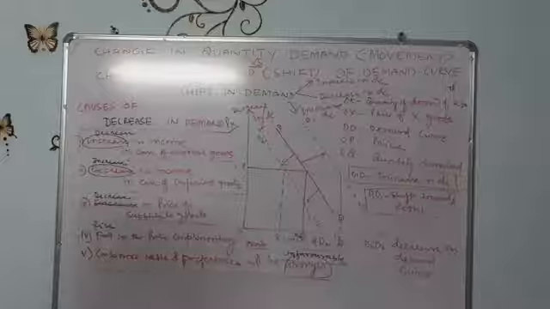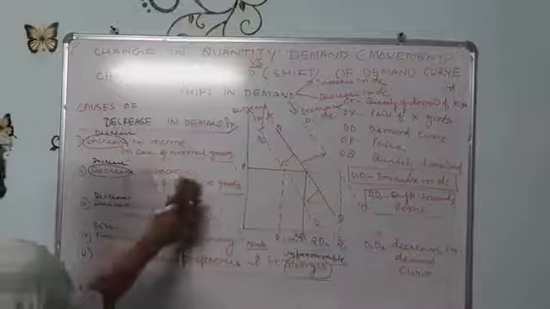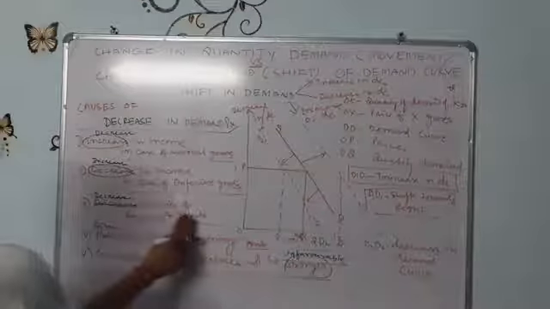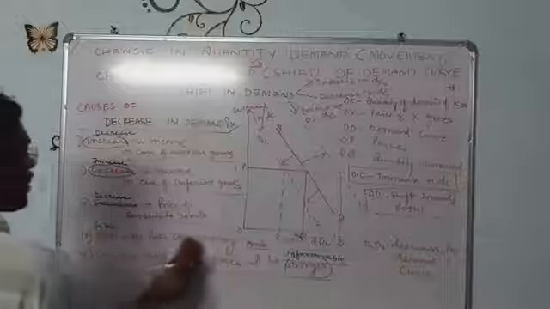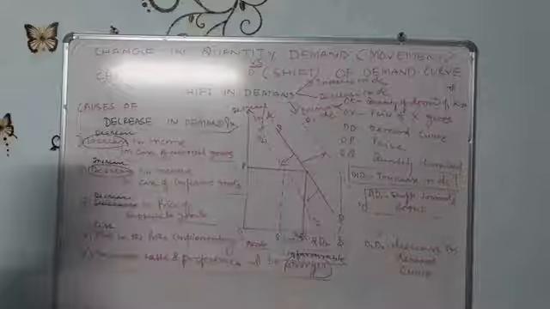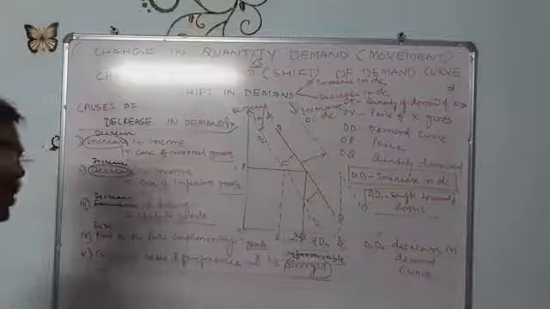That means a decrease in income, an increase in income in case of inferior goods, a decrease in the price of substitute goods, a rise in the price of complementary goods, and consumer taste and preference becoming unfavorable. In that case the demand will decrease, and the curve will shift toward the left side.